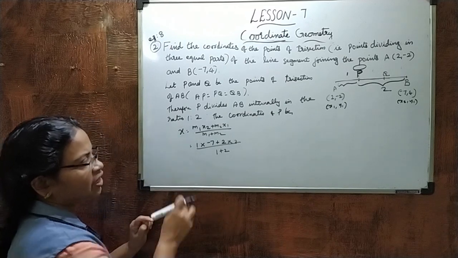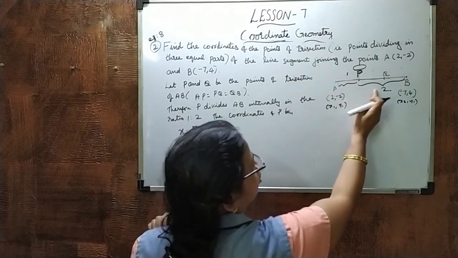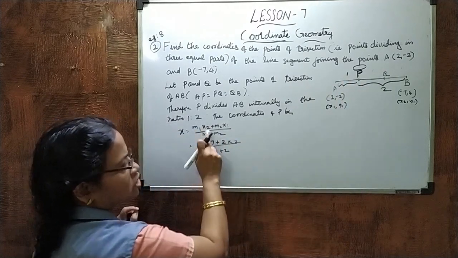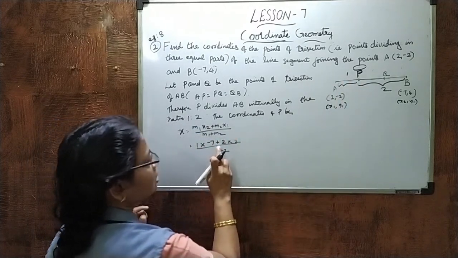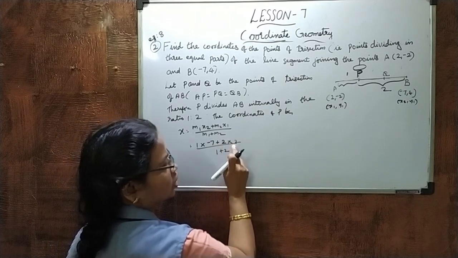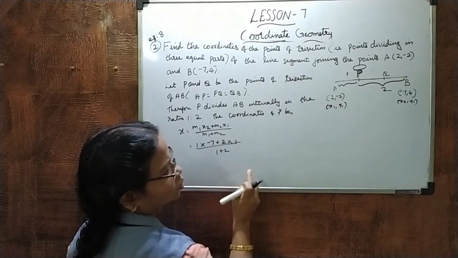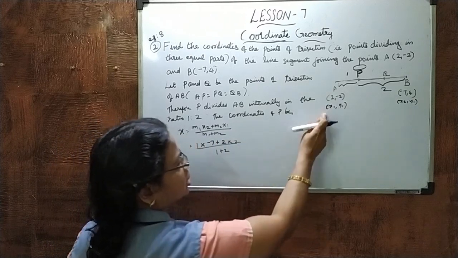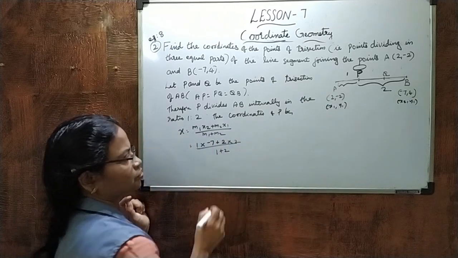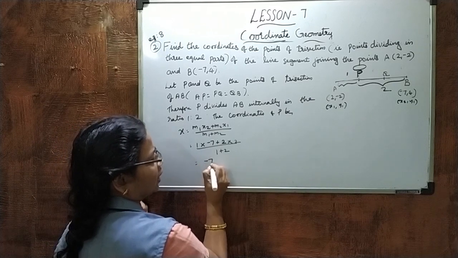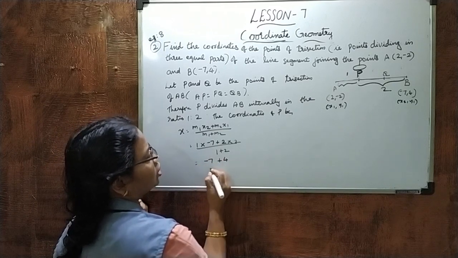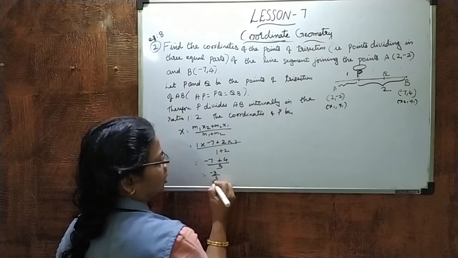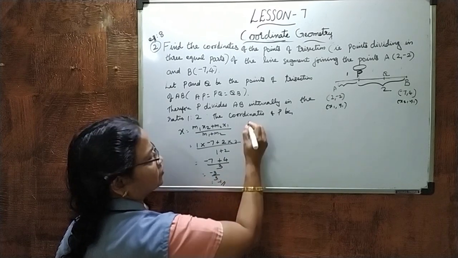What I did: m1 we have taken 1, since the ratio is 1 is to 2. So 1 into x2 is negative 7, plus m2 is 2, 2 into x1 is 2, divided by 1 plus 2. So it will be negative 7 plus 4 divided by 3. You will get the answer negative 3 by 3 equals negative 1.